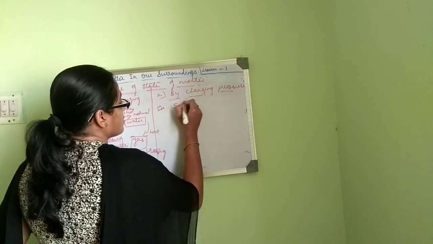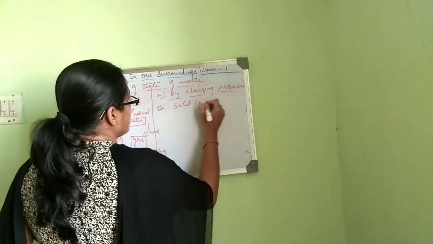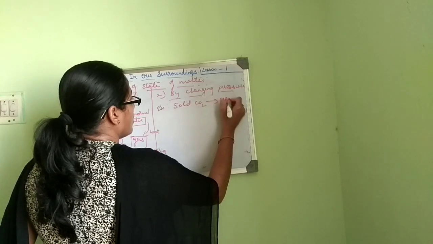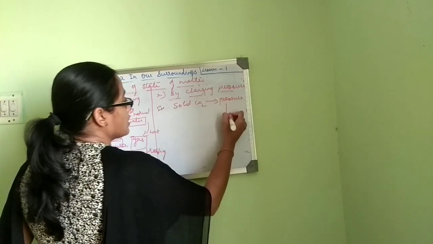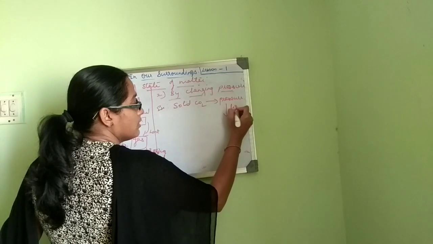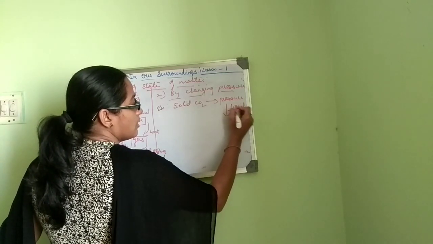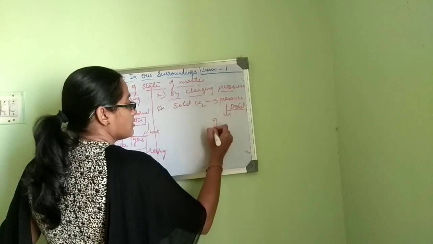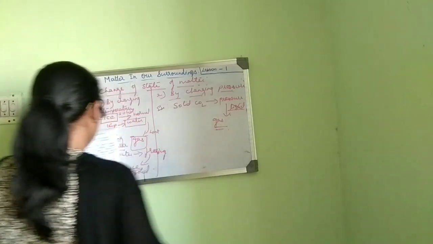So let's take the example of solid carbon dioxide. You are giving pressure to it, but here it doesn't turn into liquid. It turns to gas directly.